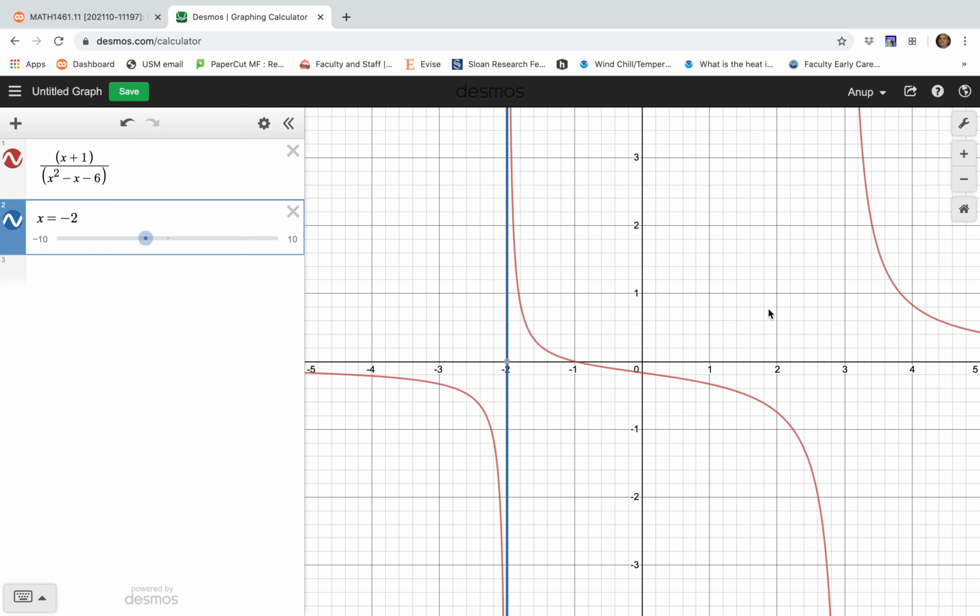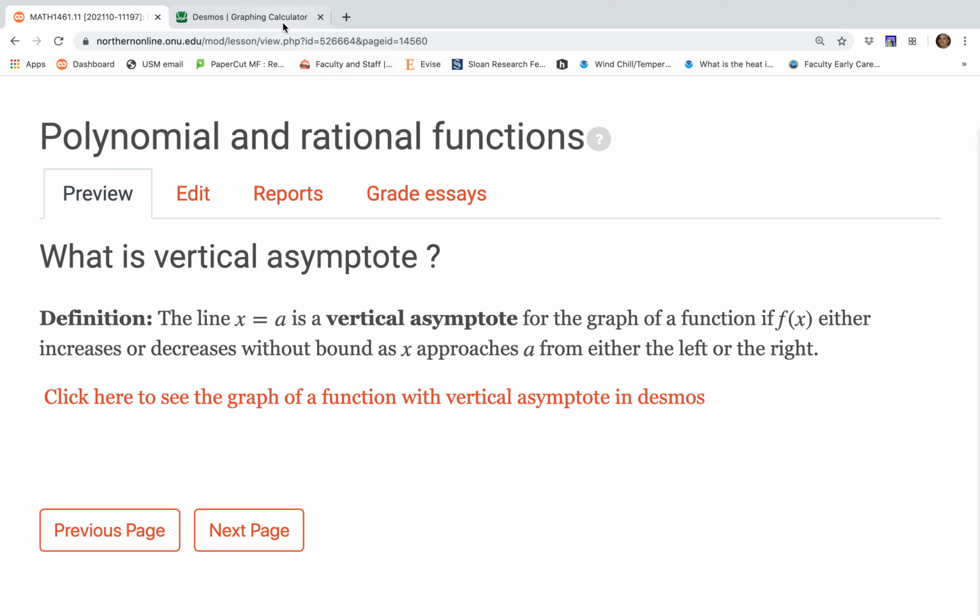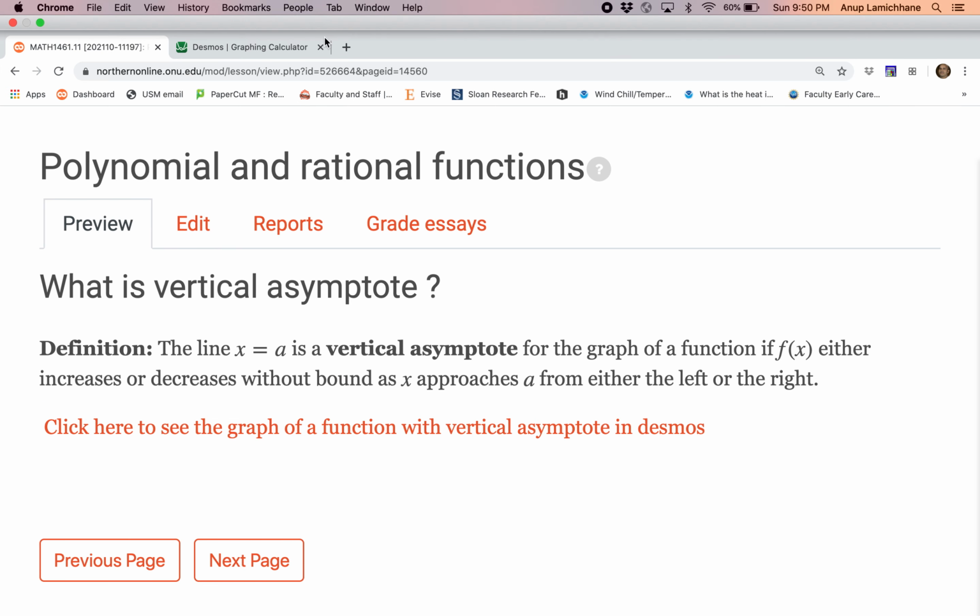Can you show me what is the other vertical asymptote for this function? All right, you might have noticed somewhere over here at x equal to, let's say, 3, we can clearly see that whenever we go closer and closer to 3 from the left hand side, the curve is getting smaller and smaller. It's decreasing without bound, right? So the line x equal to 3 is said to be a vertical asymptote. So this is a nice example. Do you want to see some more examples?